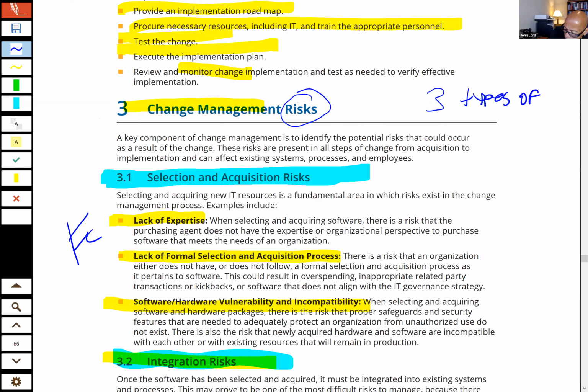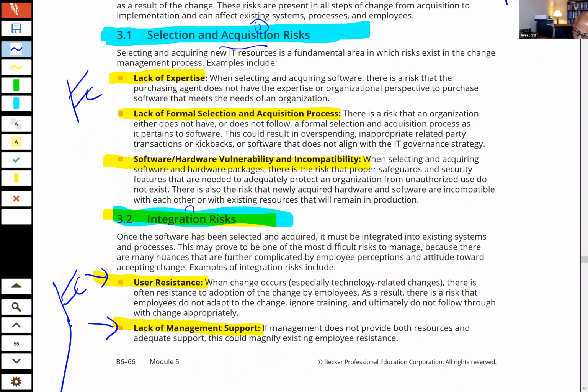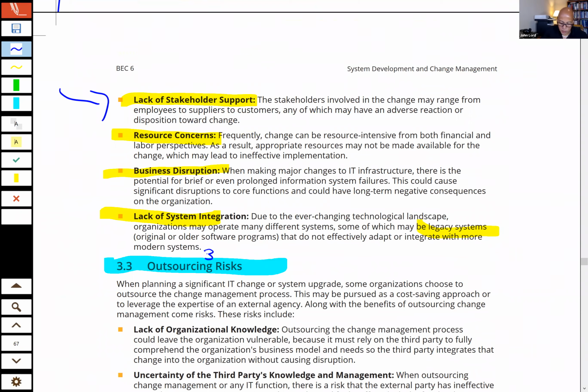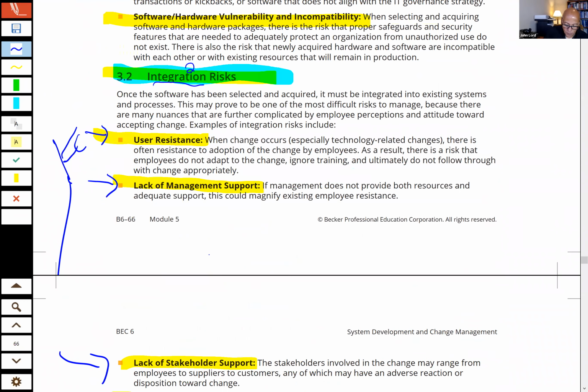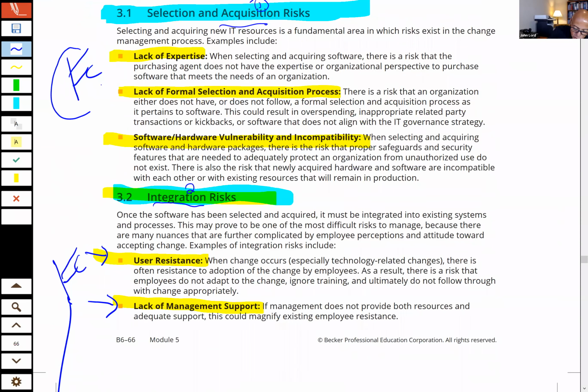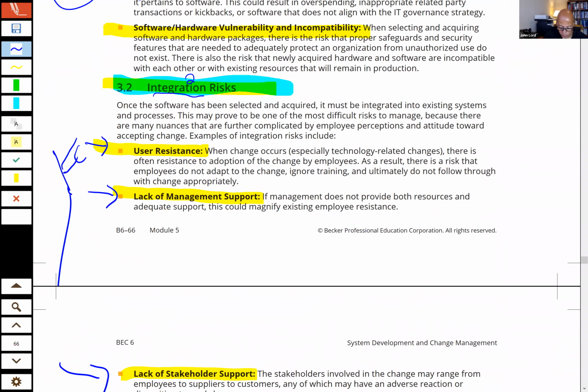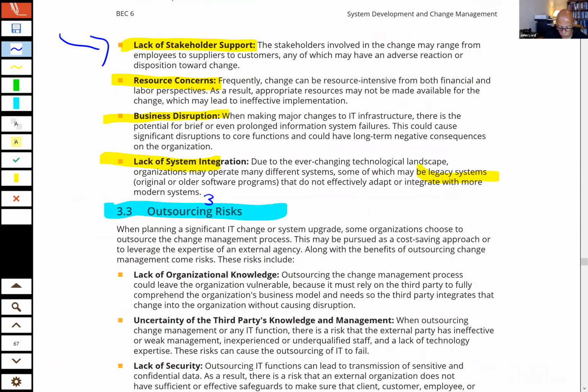Okay, so 3 types of IT change risk. And the 3 types are what? 1, acquisition risk. 2, integration risk. And 3, we'll get to the details here in a second, outsourcing risk. Those are the risks, okay? And then I want the flashcards that describe the categories, if you will, of acquisition risk, integration risk, and then coming down, the one we haven't gone through the details yet, outsourcing risk.